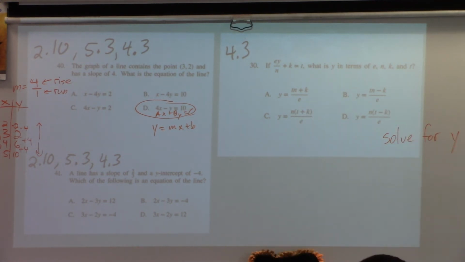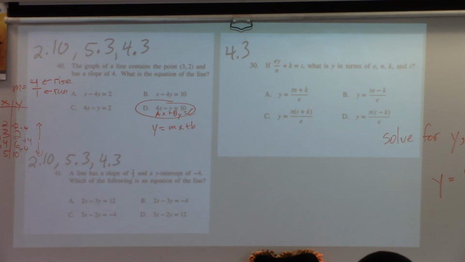But solve for Y. You have to be careful. Make sure you put that comma after the variable. And then you just write out the equation you have: EY divided by N plus K is equal to T. Symbolab will, one, tell you what Y is equal to, but two, it'll also give you steps, right? So what is your job? To justify. You have to explain it.